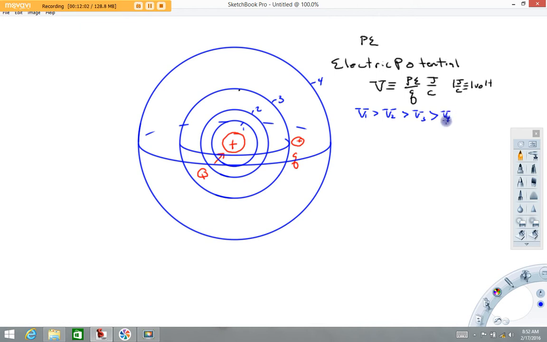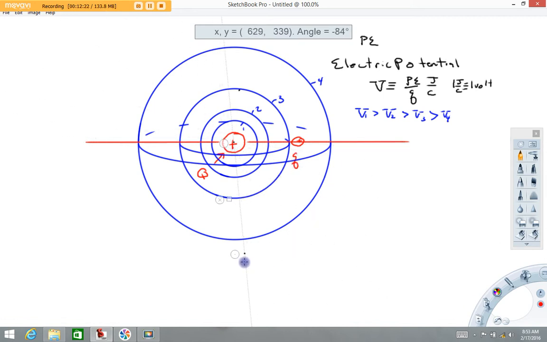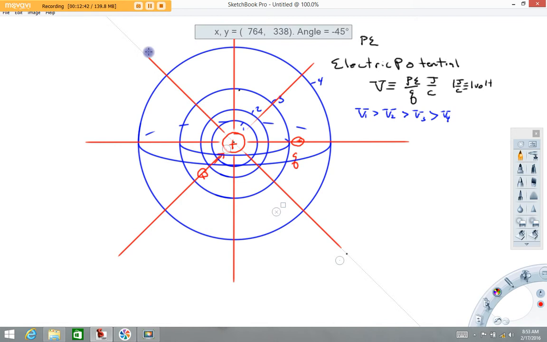Now, to understand why, which ones are greater, it's important to realize what the electric field lines look like in the space around that charge. So I'm going to go ahead and draw some of those electric field lines. Remember, the field lines radiate outward from a positive charge. They're symmetrical around a point charge. So I'm just going to sketch a few of them. So the field lines around a positive point charge look something like this.